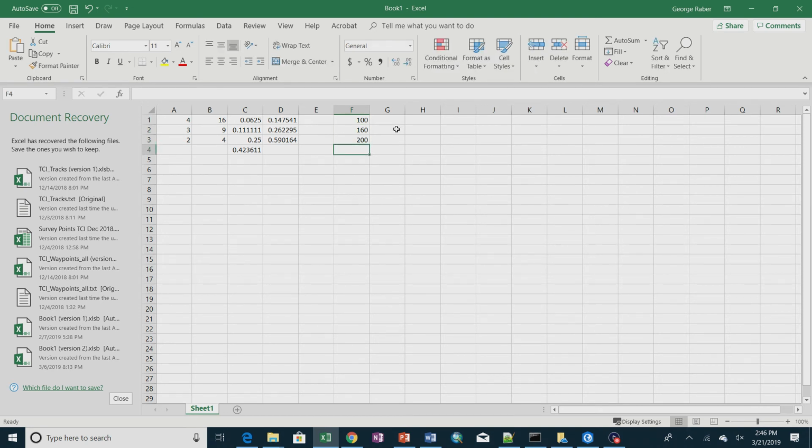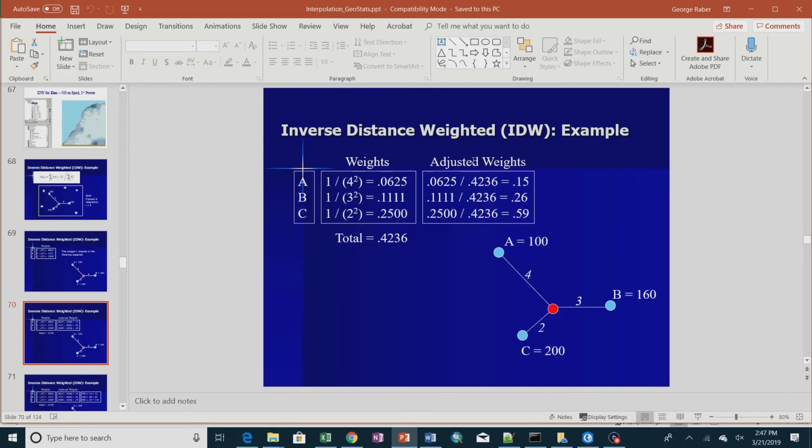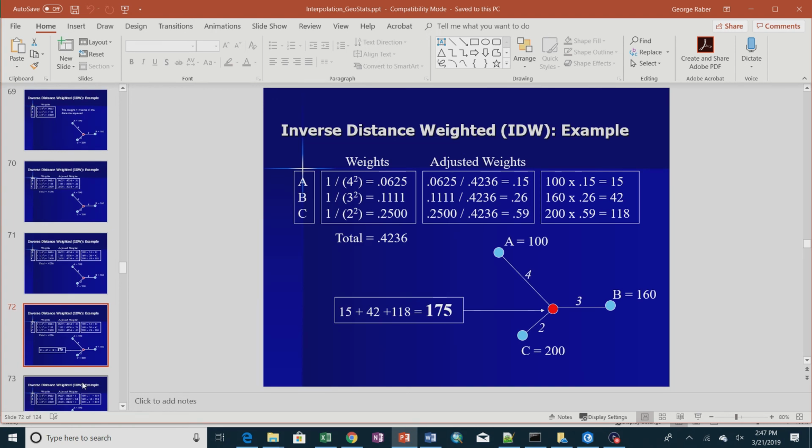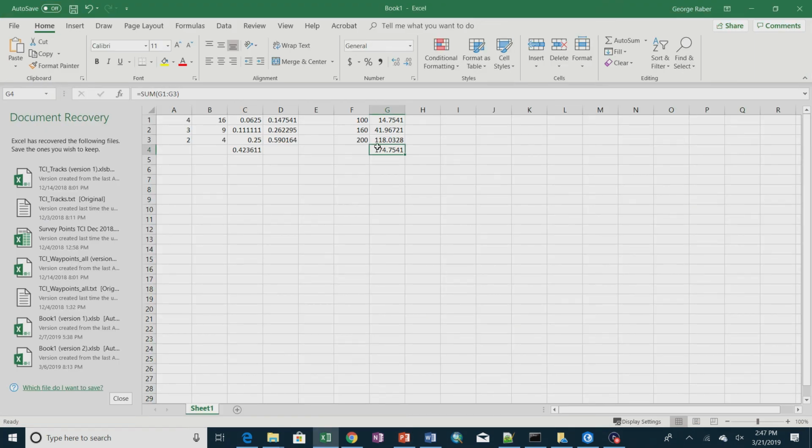The final thing to do here is to just multiply each of these values times their weight, and then come up with the sum of all of those values. So that's the interpolated value. Let's make sure that that's the value that we're getting here. Yep, 1.7. Mine's rounded slightly.